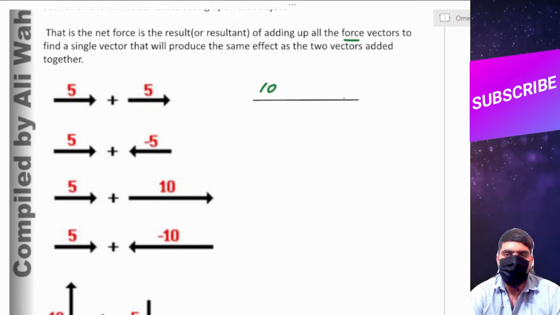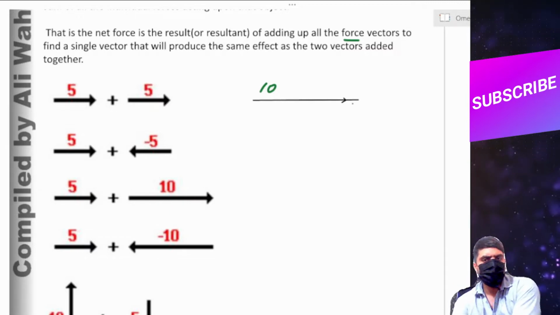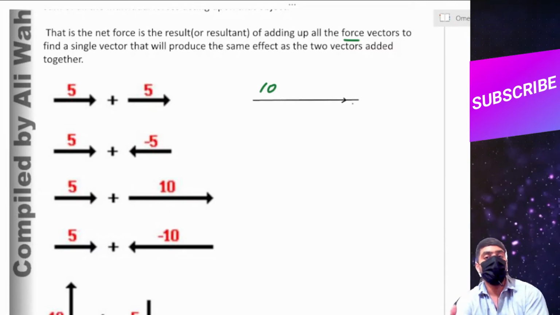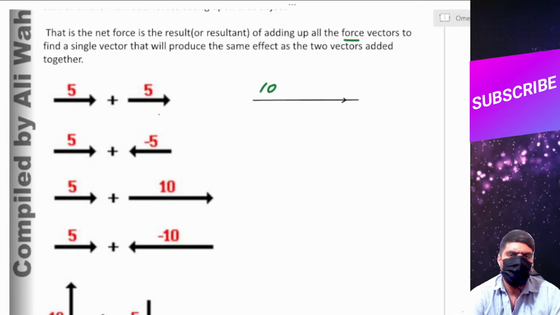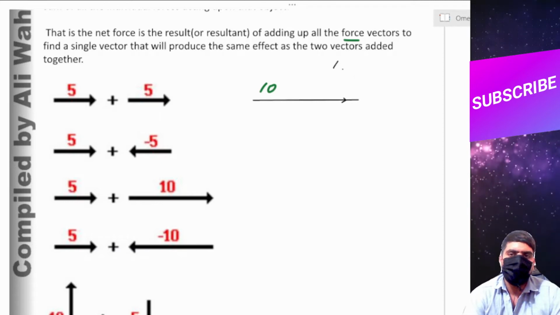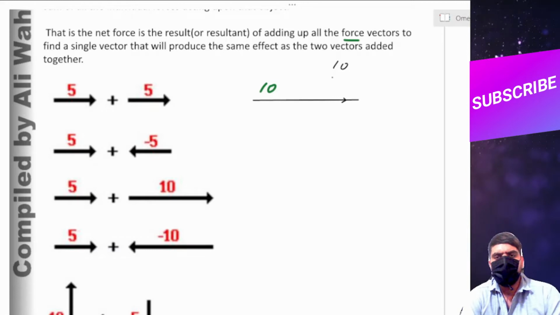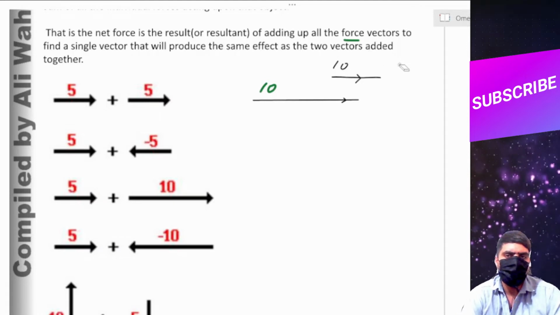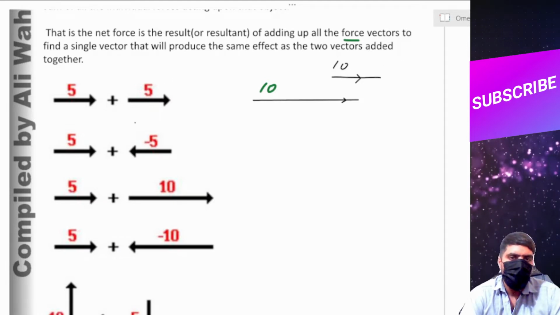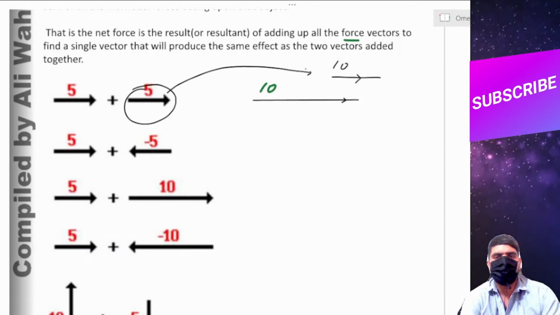And that is our final vector. It is in the same direction towards right, but its magnitude is 10. We simply added these two. If you draw it like this, you have written that the magnitude is 10, but if you draw it like this, that one represents that the magnitude appears to be the same as 5 Newton.